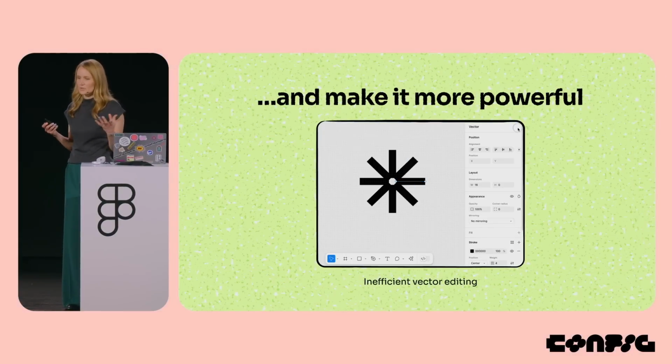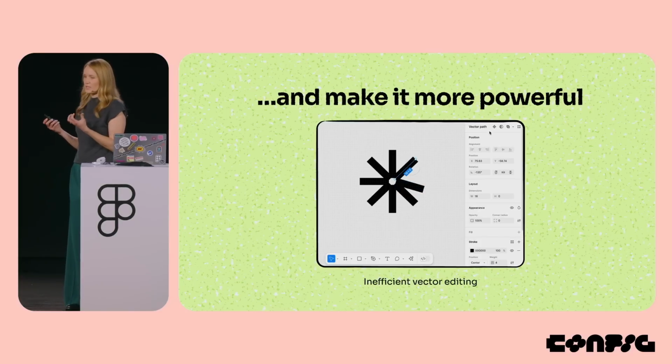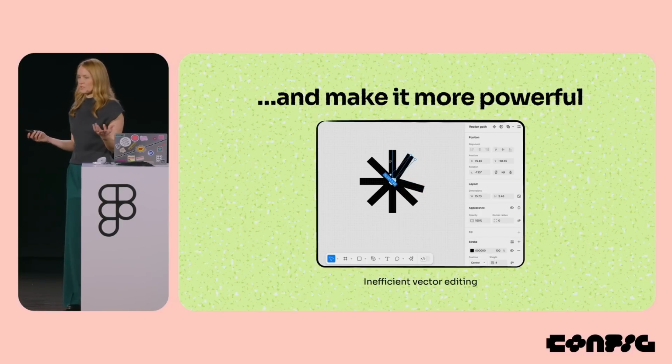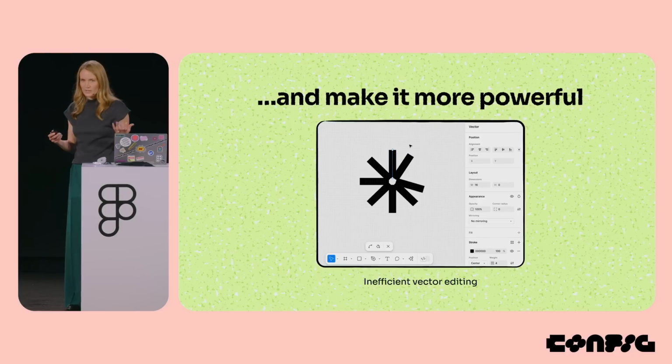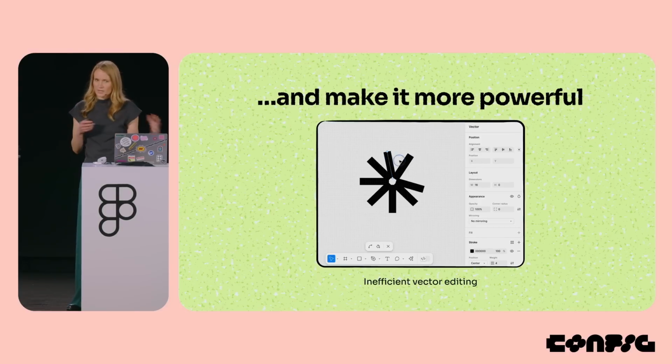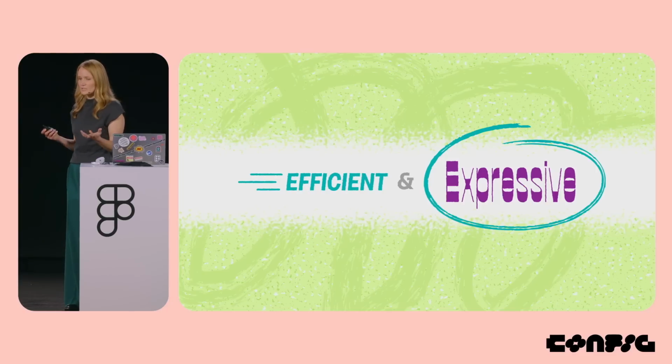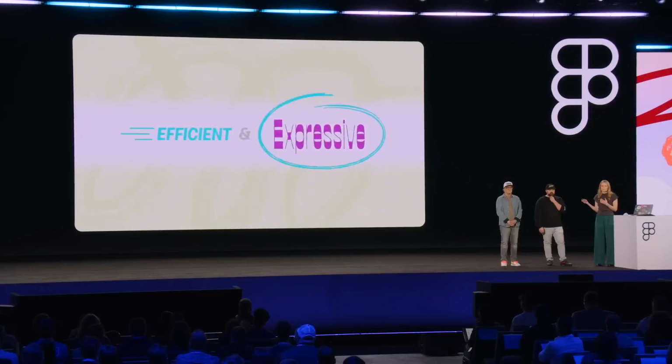But beyond bug fixes, we want to bring more speed and power to vector editing. We used to have to edit each vector layer individually and then escape out and then edit another one, but why can't you just edit multiple vectors at the same time? Or if you're editing a vector, why can't you just hop over and edit another one without clicking out and clicking back in?